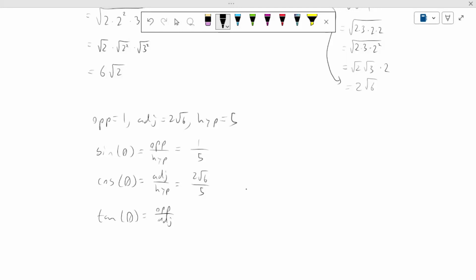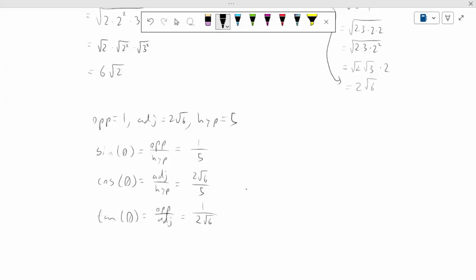All right. So opposite over adjacent, right? Opposite is 1. Adjacent is 2 square root of 6. I don't like having square roots in the denominator. Square roots in the denominator bother me. So I'm going to simplify it. I'm going to rationalize the denominator is what it's called. Okay. And so the trick is this.